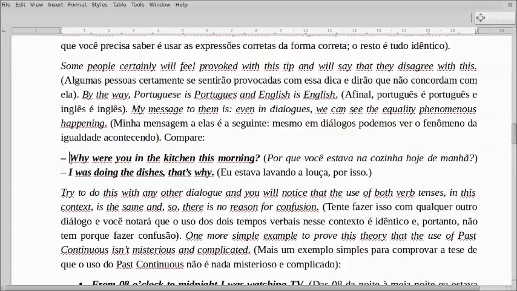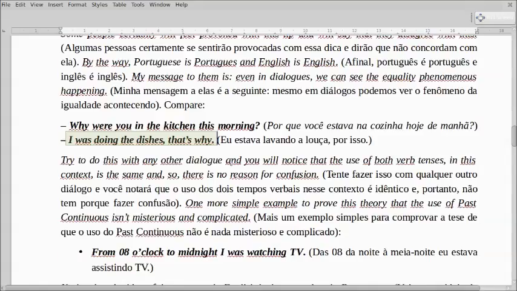Another example. Compare. Why were you in the kitchen this morning? Por que você estava na cozinha esta manhã? I was doing the dishes. That's why. Eu estava lavando os pratos. Esta é a razão. Esse é o motivo.